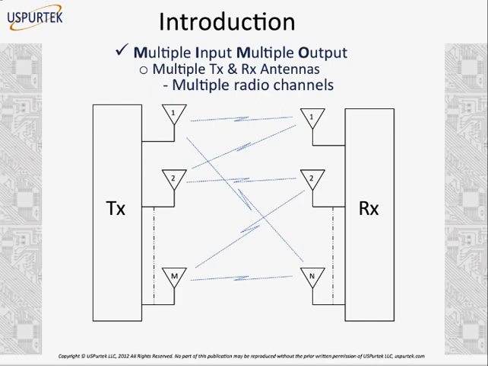So as you see in the figure here, 1, 2, 3 up to M are the transmit antennas and 1 to N are the receive antennas on the right side. And there are multiple radio channels, or we can say communication paths between the transmitter and the receiver. You can see in the picture there's a path from 1 on the transmit side to 1 on the receive side, or 1 on the transmit to N on the receive side, and so on.